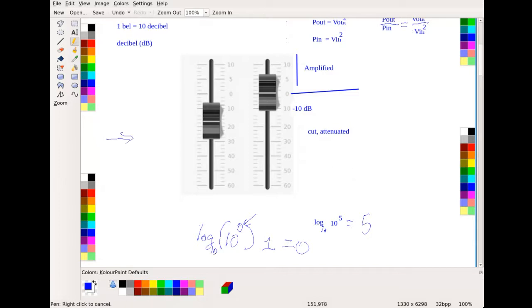So if I've got 1 volt coming in, I've got 1 volt coming out. In decibels, this 0 decibel means whatever's coming in, you're not doing anything to it. It's just passing right through. And that's where this log term down here comes from, because 10 to the 0 is 1. If you do the log of 10 to the 0, you're pulling out that 0 piece right here.